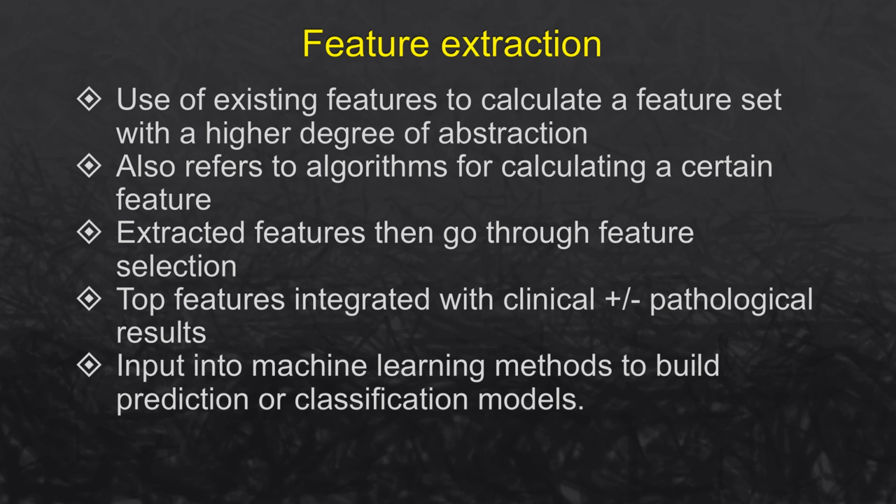Feature extraction is the use of existing features to calculate a feature set with higher degree of abstraction. It refers to algorithms for calculating a certain feature, and these extracted features then go through feature selection, and these top features are integrated with clinical and pathological results, and these features are then input into machine learning methods to build prediction or classification models.